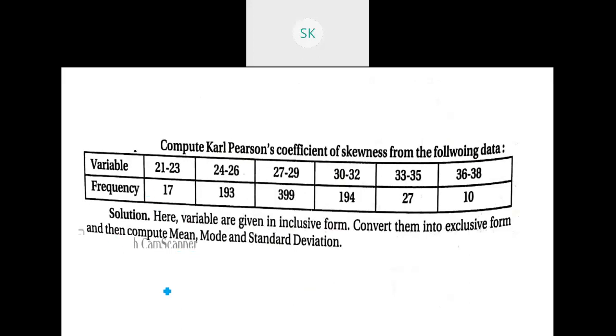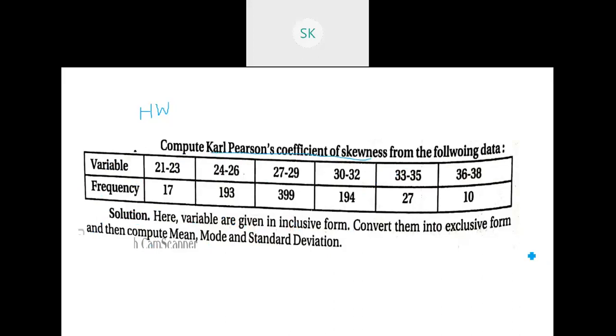Let's go to the next question. But this question, whatever is here, is your homework. This question has to be solved, and you can tell me the answers by tomorrow. I'll just explain the question once. Karl Pearson's coefficient of skewness is supposed to be calculated here also. They're asking the same coefficient to be calculated.